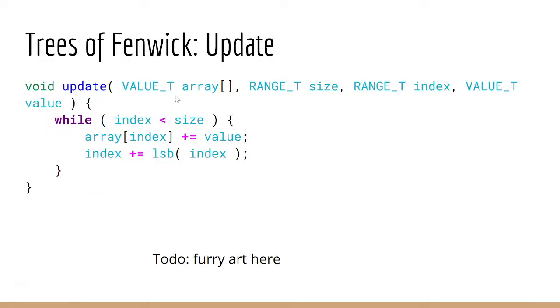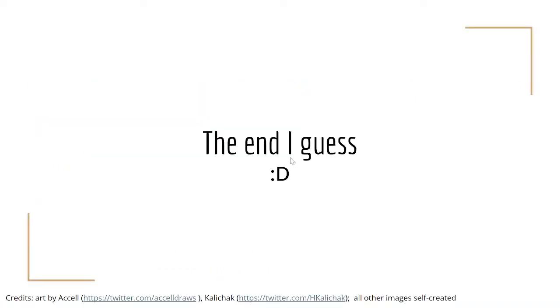For update, we do the same thing, but we traverse the update tree instead. So for each parent in the update tree, we increment it by the change in value that we want, and then after that we go up to the next parent.